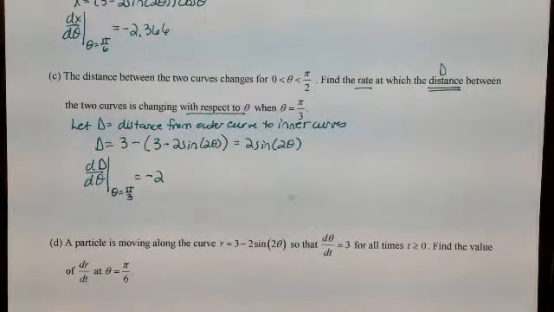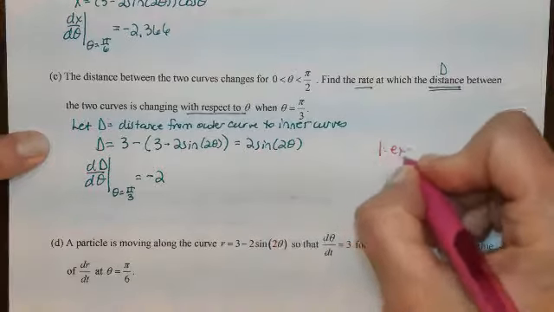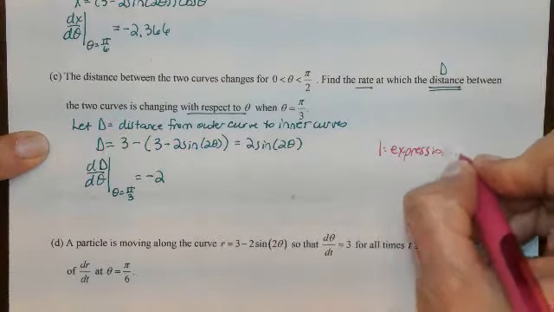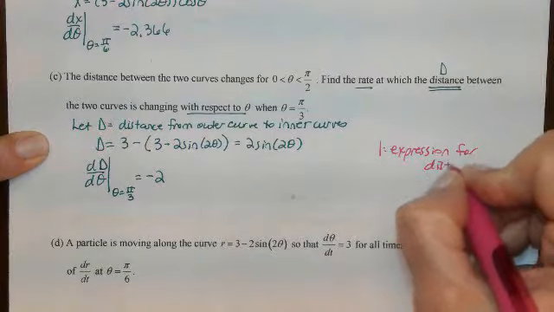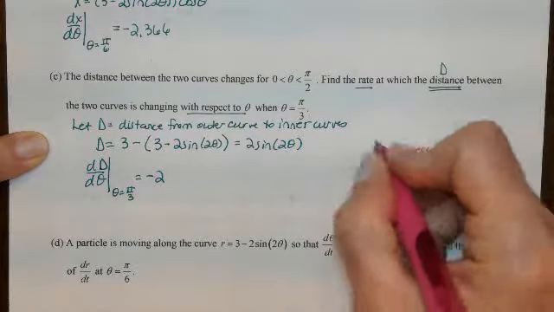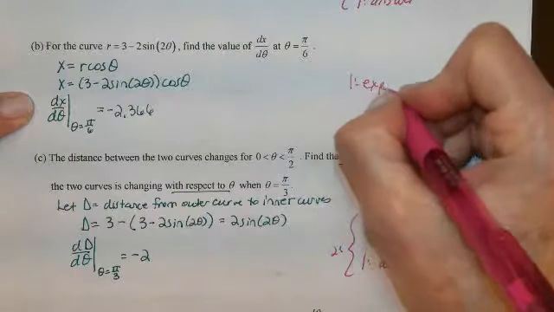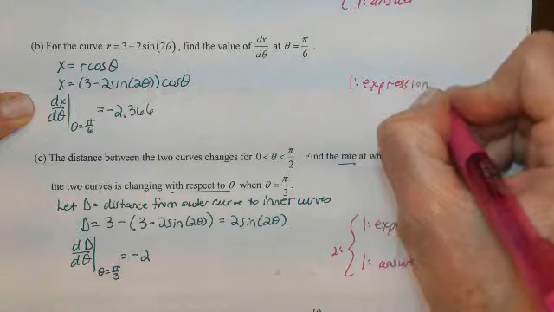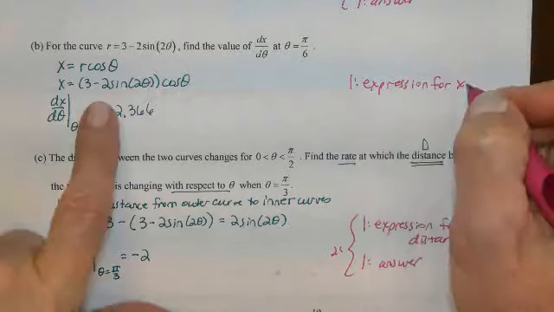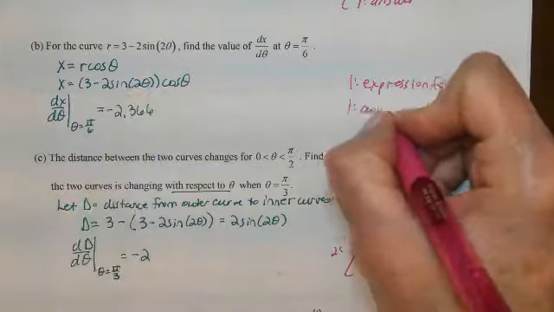Okay, I started telling you how much these were worth. Let me go back and do this. This one right here was worth 2 points. 1 point for the expression for distance, and 1 point for the answer. 2 points. Part B up here, that was worth 2 points. 1 point for the expression for x. That was this thing here, the expression for x, and then 1 point for the answer.